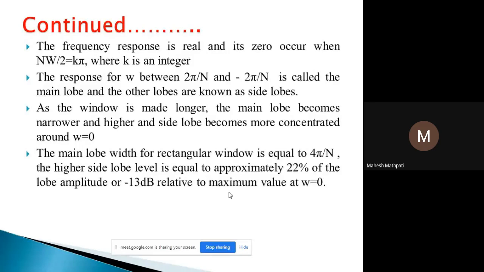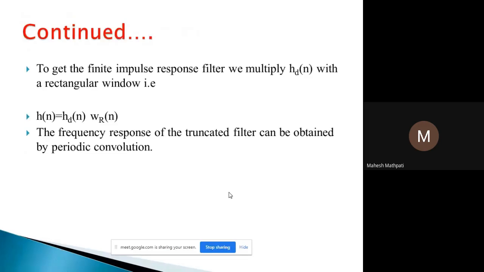Now, as we all know, to get a finite impulse response filter, we are multiplying this hd of n with a rectangular window, as we have already seen in the procedure. So h of n equals hd of n multiplied with the window, that is w_R of n. Then the frequency response of the truncated filter can be obtained by periodic convolution. Means what? So this is the periodic convolution we are having.